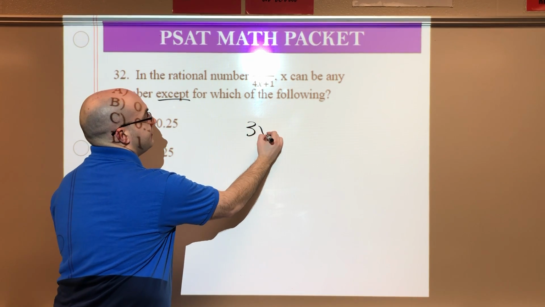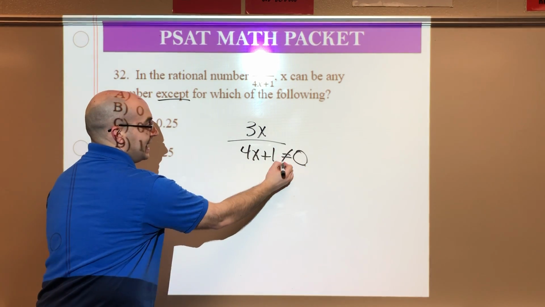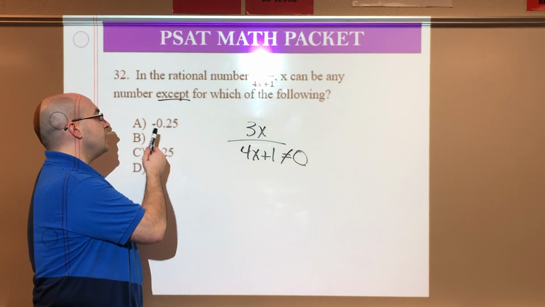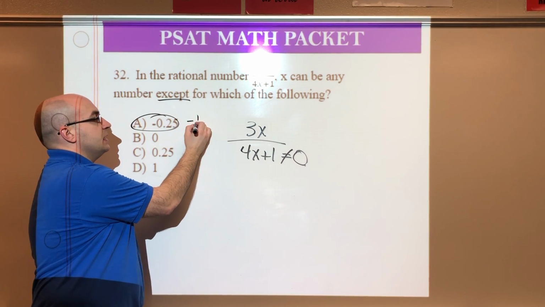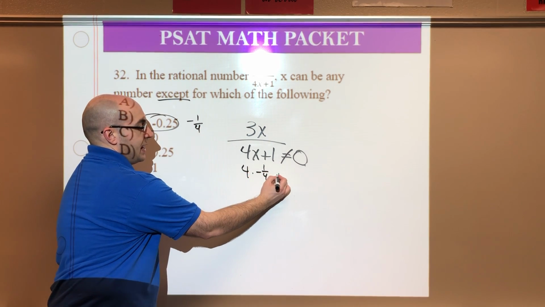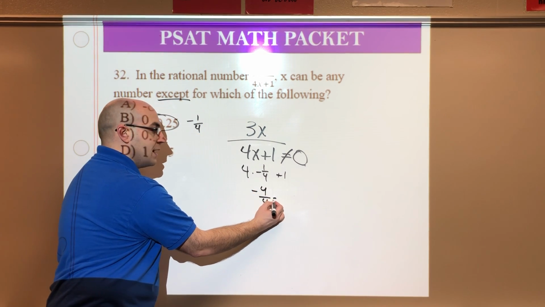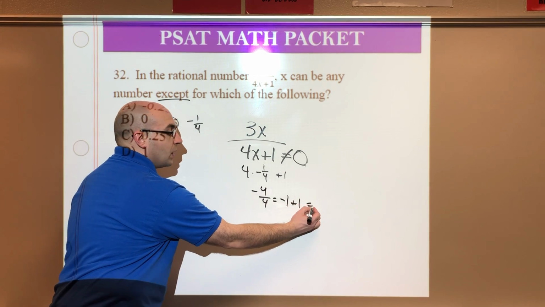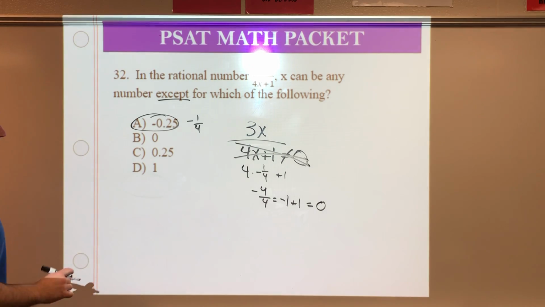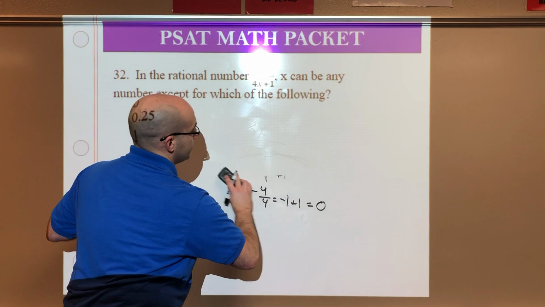So if I have this here, I need to just make sure that the denominator doesn't equal 0, because it can't equal 0. What's the only number here that makes that equal 0? It's going to be A, because that is negative 1/4 if I made that a fraction. When I multiply 4 times negative 1/4 and I add 1 to it, 4 times negative 1/4 is negative 4 over 4, or negative 1. And negative 1 plus 1 is 0. Remember, we can't have 0 in the denominator. So A is the only number that makes this not true. We can't do this if there's 0 in the denominator. Okay? So A is your answer choice.